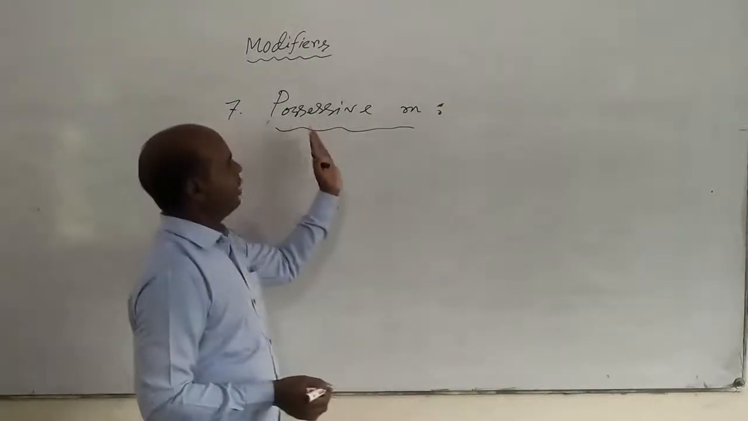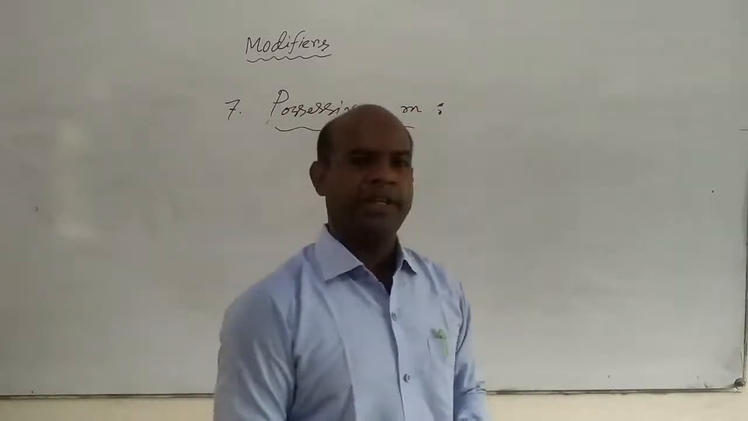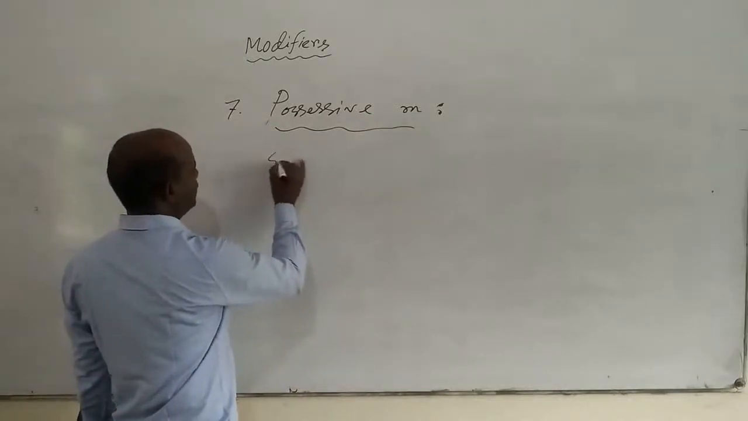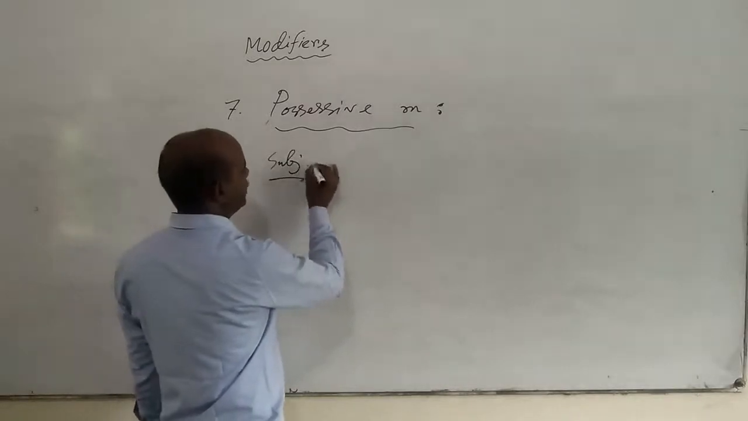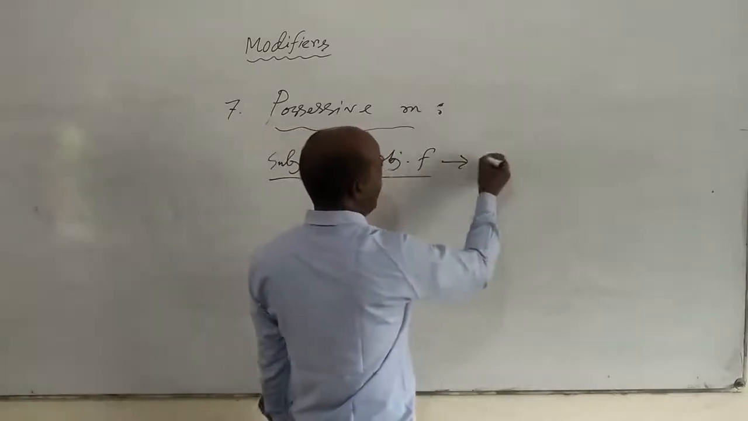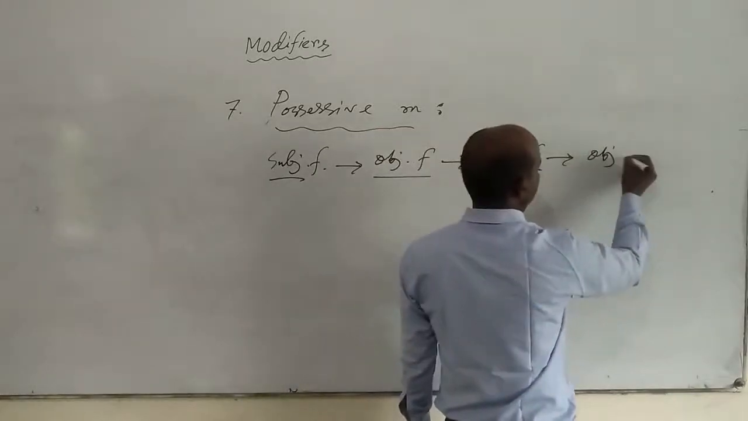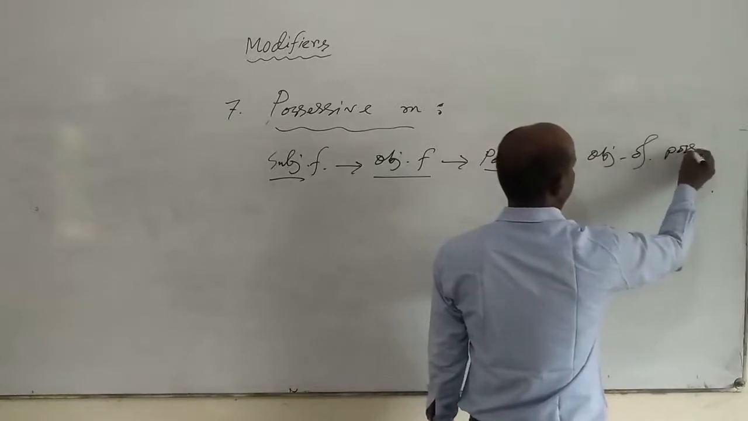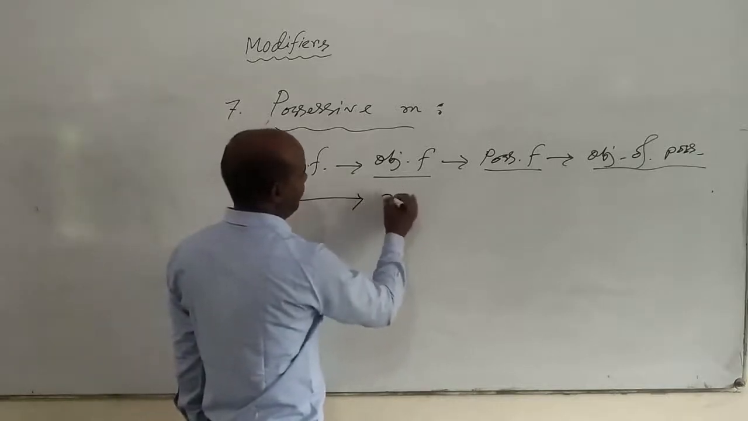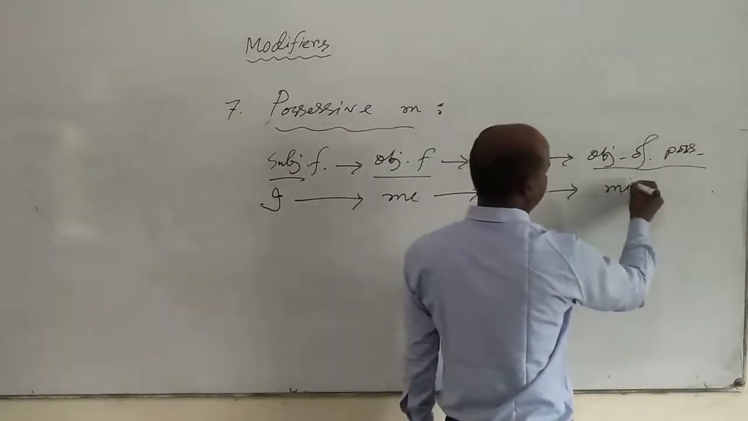Here, if we know about the possessive modifier, then we have to know at first the possessive pronoun, the third form of the pronoun. In a pronoun you will get the subject form, object form, then possessive form, and possessive pronoun form. For example, pronoun I, object me, possessive form my, and possessive pronoun mine.